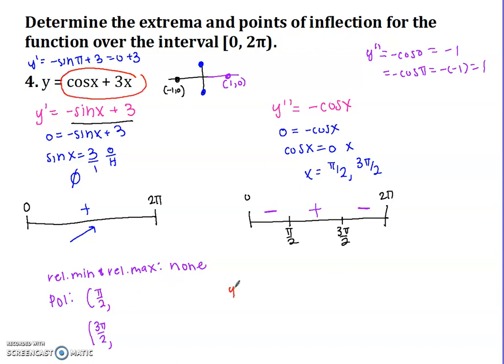So to find this value, I'm going to do y equals cosine of pi over 2 plus 3 times pi over 2. So cosine of pi over 2, cosine goes with x, so that's going to be 0. This part right here is going to be 3 pi over 2. So that'll end up making my y value for the first point of inflection 3 pi over 2. Then I'm going to plug in 3 pi over 2 for x to get the second y value for the point of inflection.